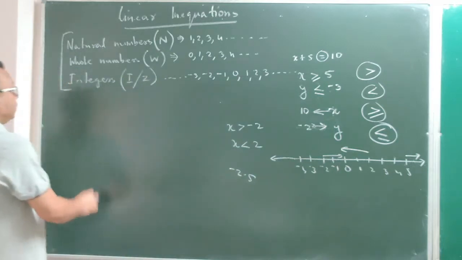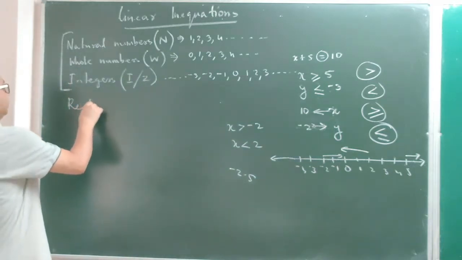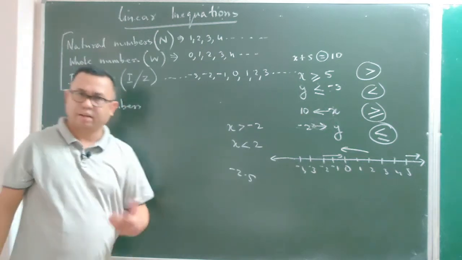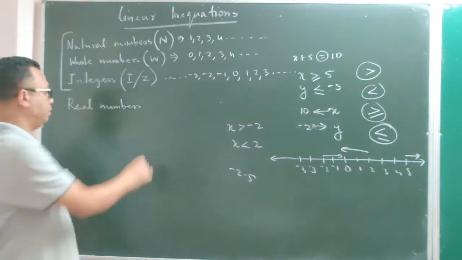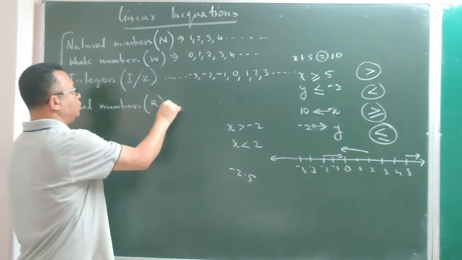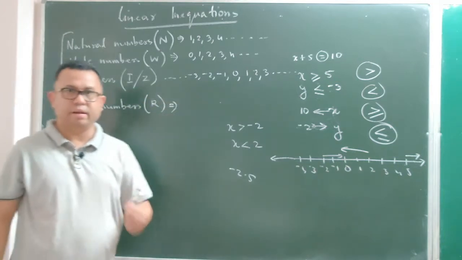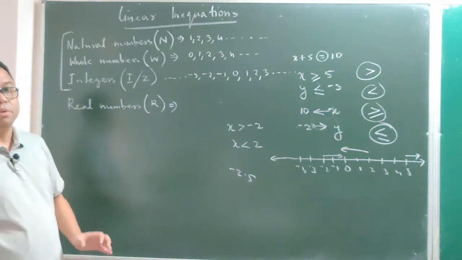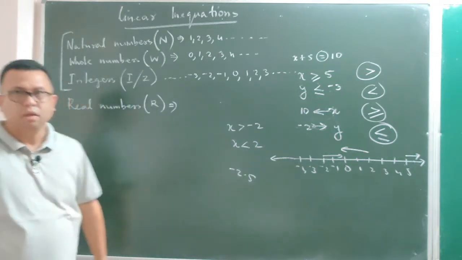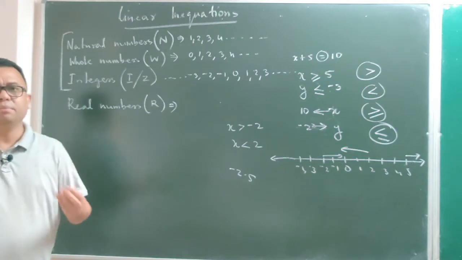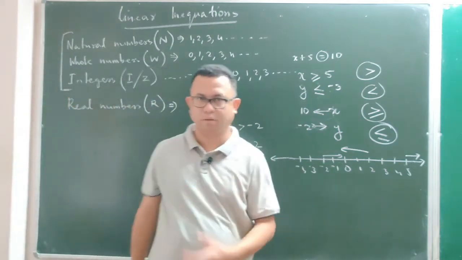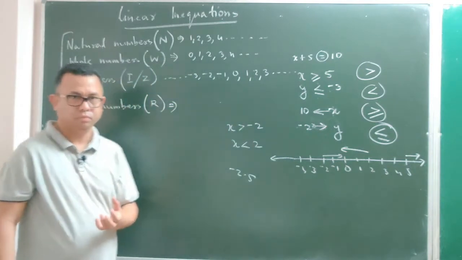Then finally, real numbers. The numbers which are rational or irrational can be represented by the symbol R. So numbers which are both rational and irrational, or in another term, numbers which are not imaginary, because you know that certain numbers are imaginary. Now let me give you an idea about the meaning of imaginary number. Numbers which are not possible.